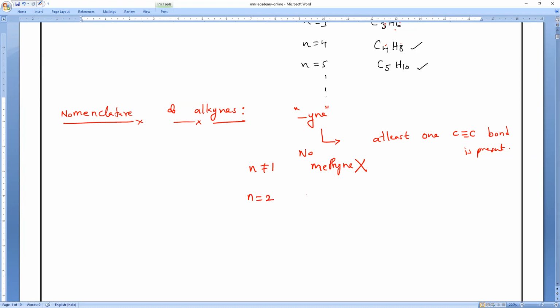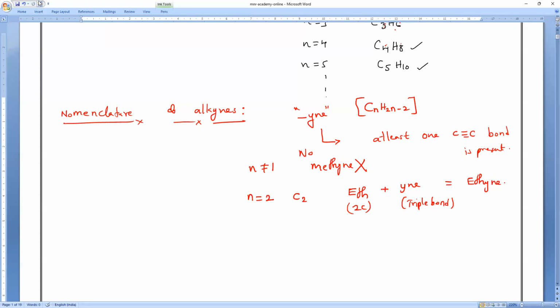So the minimum number of carbons is 2. N is equal to 2 means 2 carbons are there. And between the carbons, is it a single bond, double bond, or triple bond? It is a triple bond. So that is equal to what? Ethyne. Am I right or wrong? Ethyne. So n equal to 2, what is the formula? What is the general formula of alkynes? CnH2n minus 2.